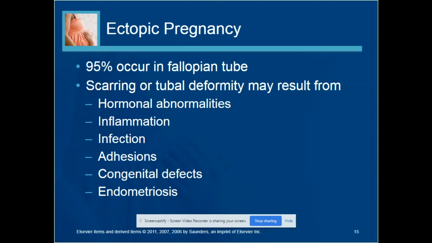Ectopic pregnancy is the next thing that we're going to talk about. An ectopic pregnancy happens when the baby is implanted somewhere other than the uterus. 95% of those happen in the fallopian tubes. This can result from scarring or tubal deformity, and can be caused by hormonal abnormalities, inflammation, infection, adhesions. That's when two pieces of tissue grow together, congenital defects, and endometriosis.